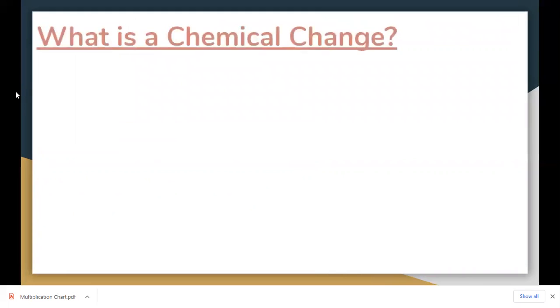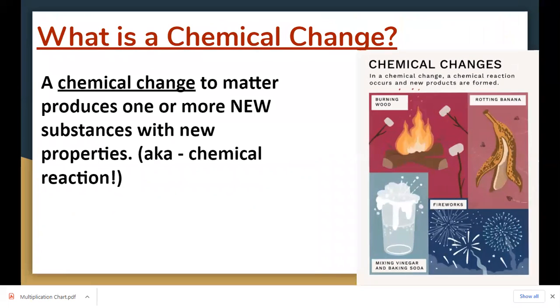Okay, on to a chemical change. What is it? Well, a chemical change to matter produces one or more new substances with new properties. Another term for a chemical change is a chemical reaction. So some chemical changes there on the right. A rotting banana is changing chemically. It's going to start stinking eventually. Burning wood is changing chemically. Mixing vinegar and baking soda, we're going to talk about that a little later. And fireworks, we'll be talking about all of these, not the rotting banana, but that is also a chemical change.